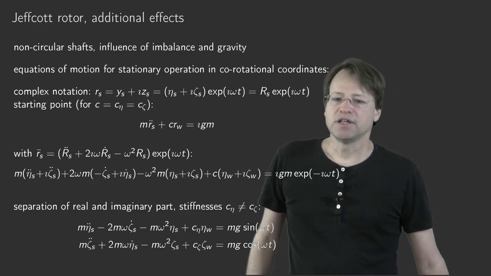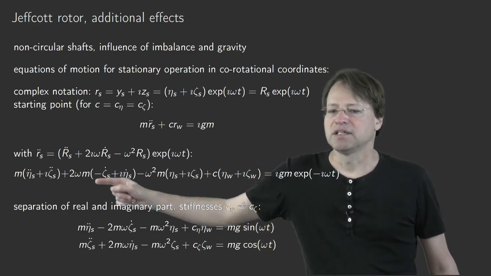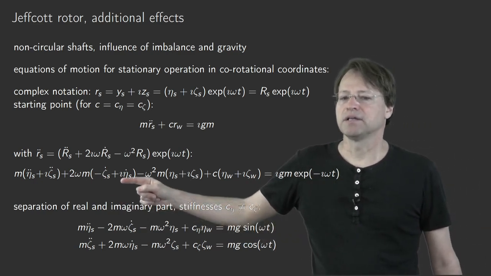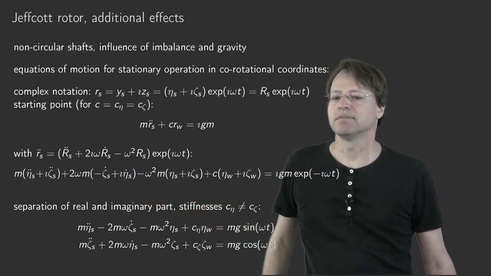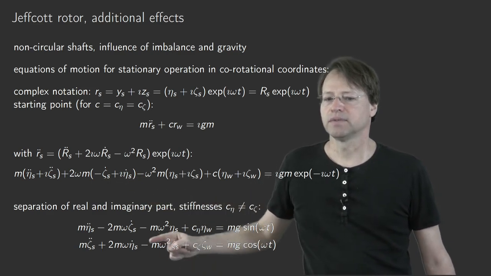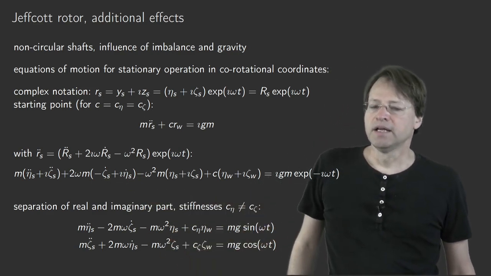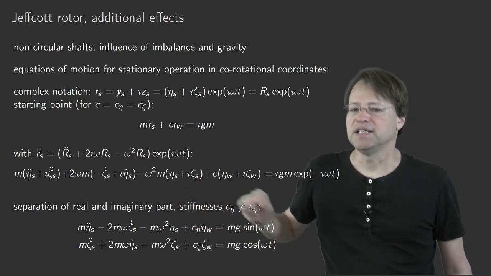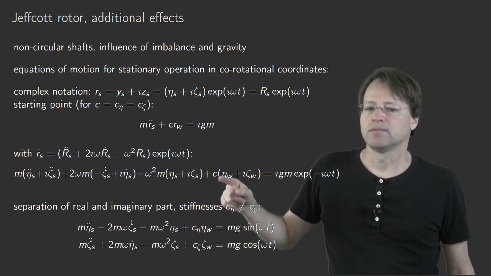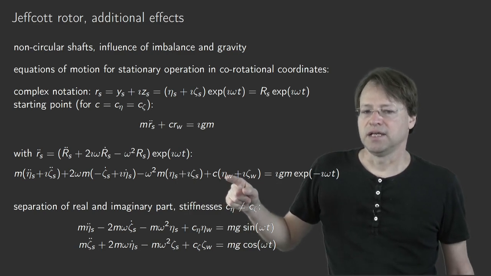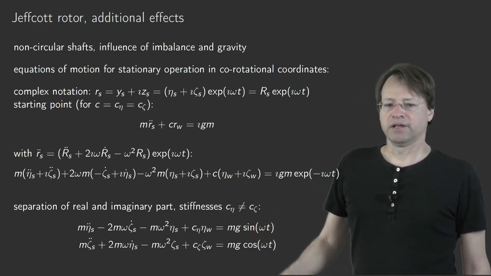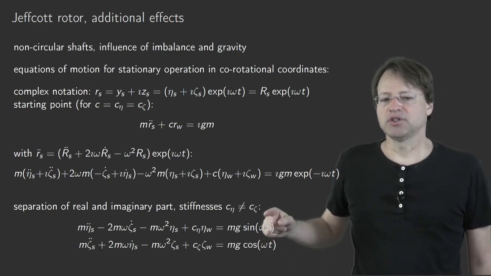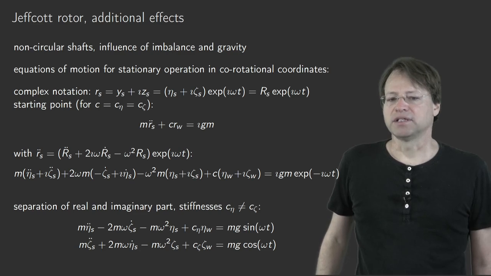So that equation would start with m eta s double dot. Then from the second part we get minus 2 omega m zeta s dot, which is the second term. The third term will be minus m omega squared eta s. The last term, on the left hand side, will be c eta sub w. And on the right hand side we will find, from Euler's formula here, mg sine omega t.